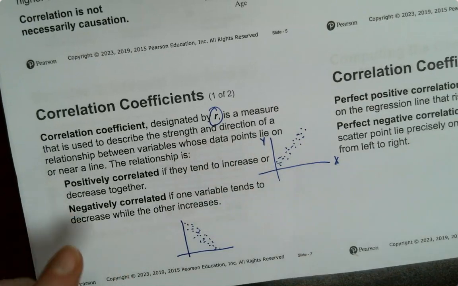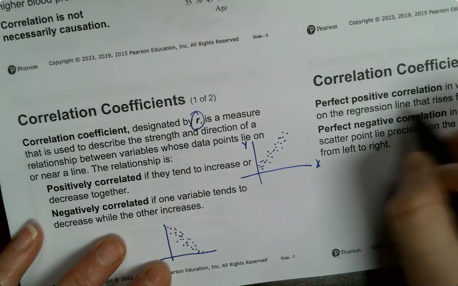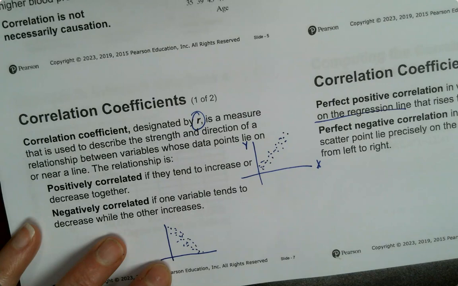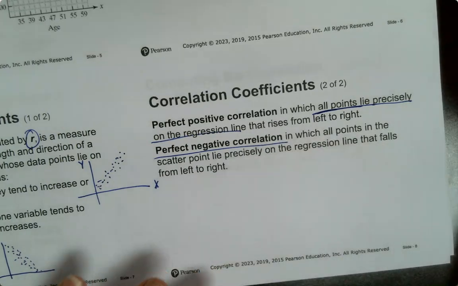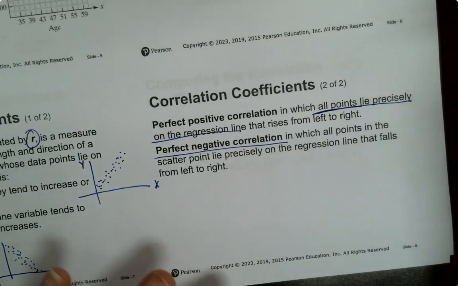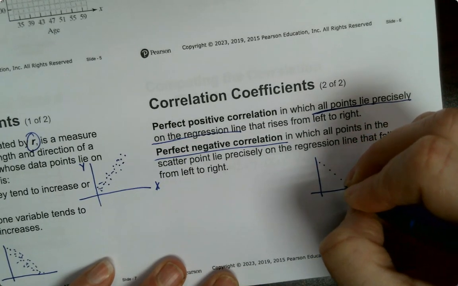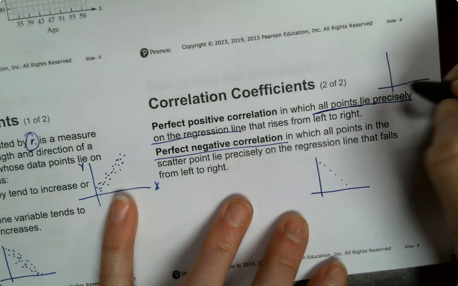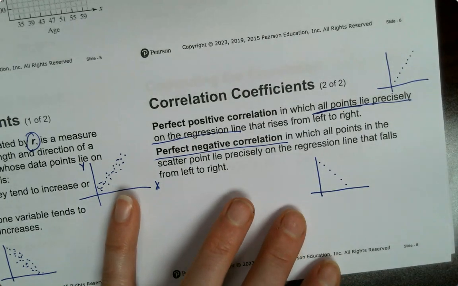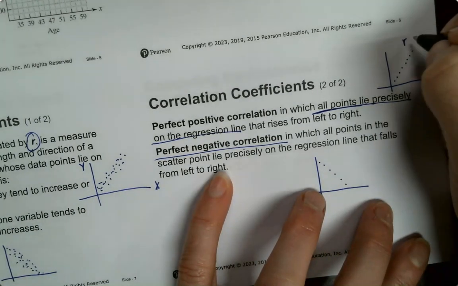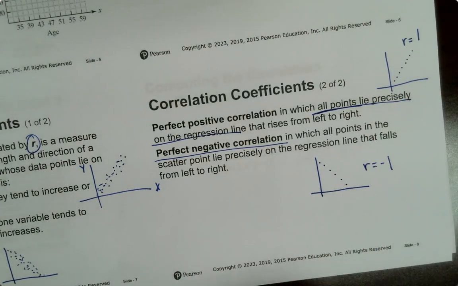Okay, that's negative. Perfect positive is one in which all the points lie precisely on the regression line that rises from left to right. Perfect negative, all the points lie on a negative line. So perfect negative would be in a straight line. Perfect positive would be in a straight line. Those have a correlation of exactly 1 for the positive one and exactly -1 for the negative correlation.